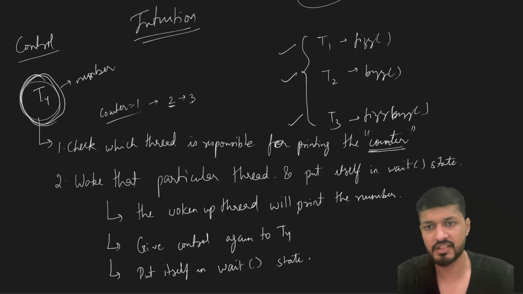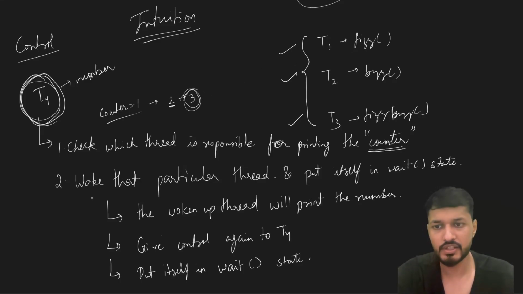Now the value of counter is 3. It will again check which thread is responsible for printing the counter, right? So it is divisible by 3 but not divisible by 5. So thread T1 is responsible for printing Fizz, right? So what it will do is wake that particular thread and put itself in wait state. So T4 will go ahead, put T1 in running state and put itself in waiting state, right?